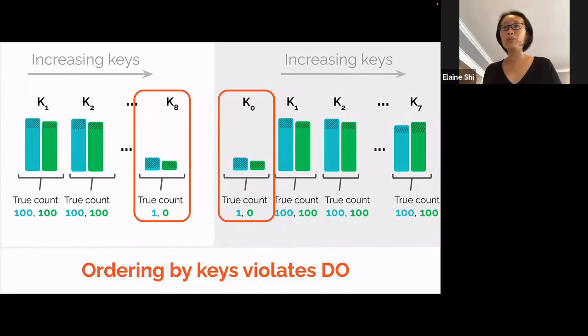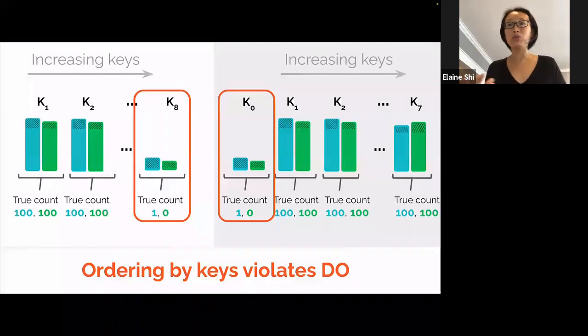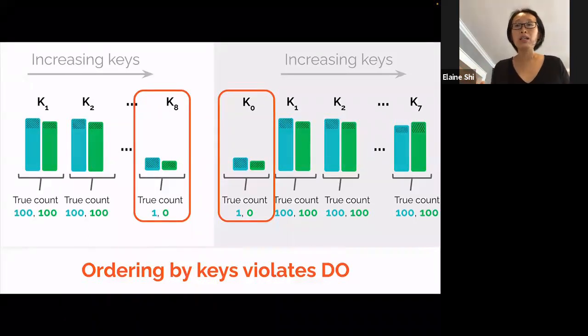So the way to fix this problem is to sort the keys not based on the keys themselves, but based on the noisy counts, which we are going to reveal anyway. And in fact, if we did that, then we would be able to formally prove that the algorithm indeed satisfies epsilon delta differential obliviousness.